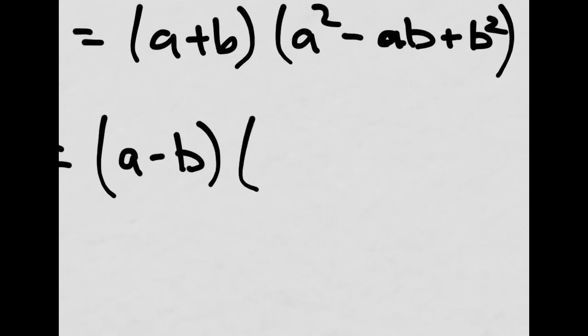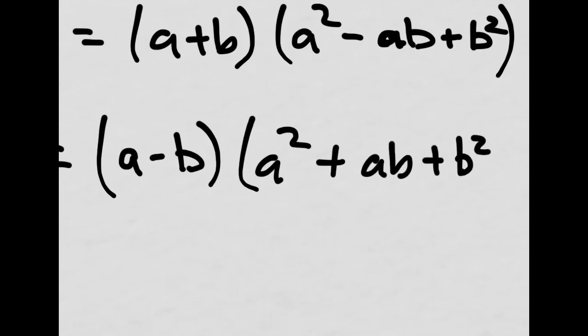So I keep the sign, then it's a squared plus ab plus b squared. The last one's always plus.